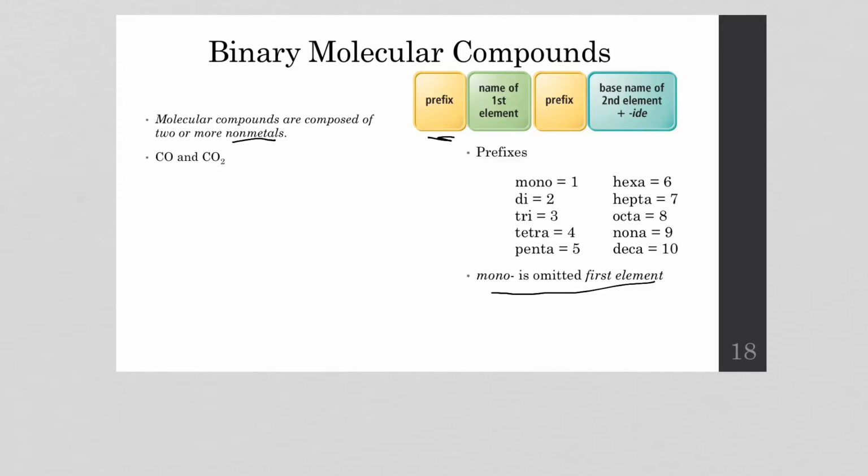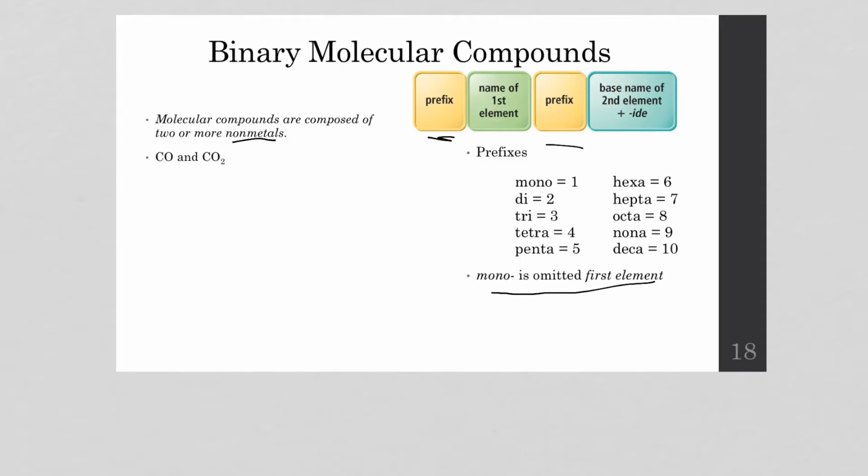The second part of the name would be the second element, again ending in IDE, just like we did in the ionic naming system, and using the prefix to tell me how many of those we have. There will always be a prefix here, even if it's mono. And that's basically all there is to it. So let's look at these two compounds.